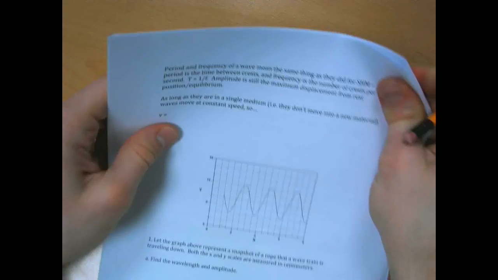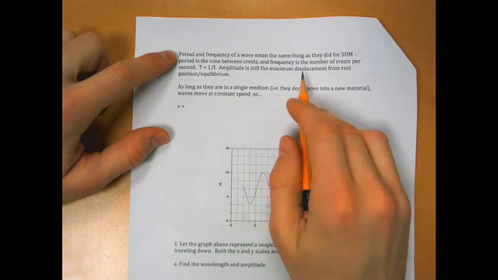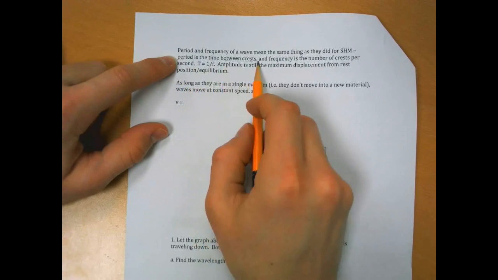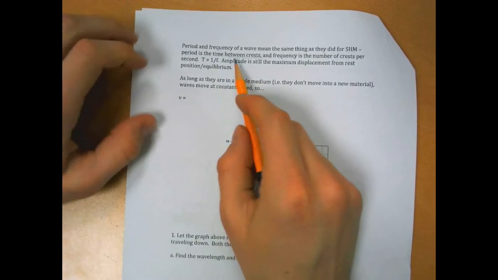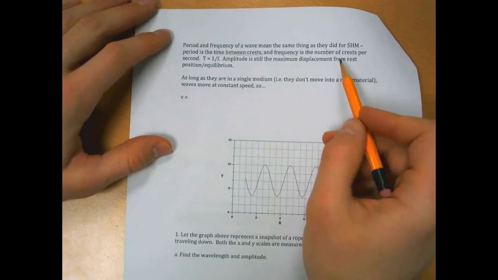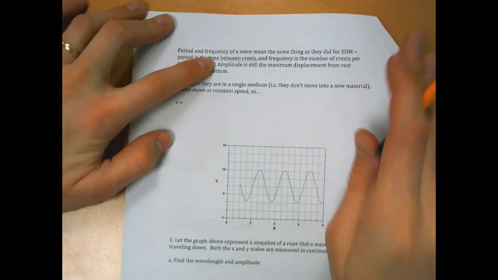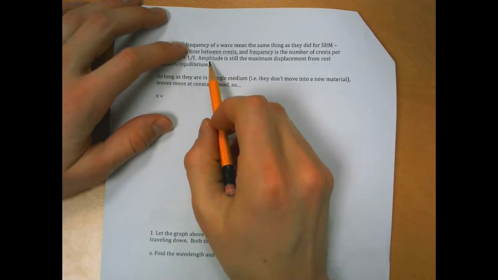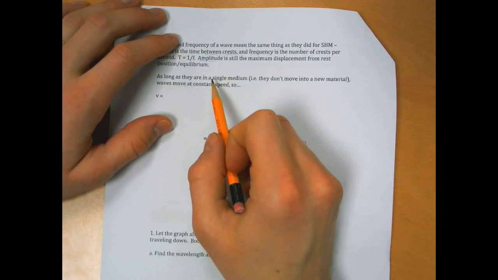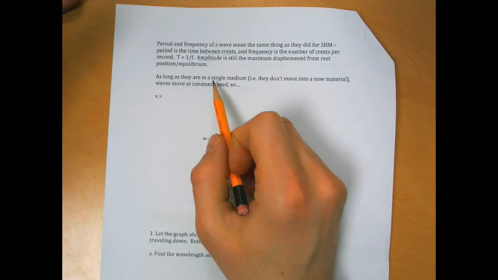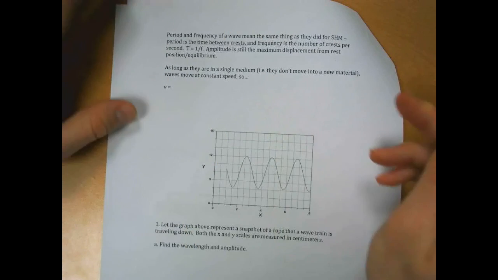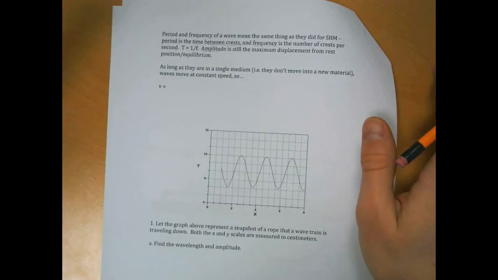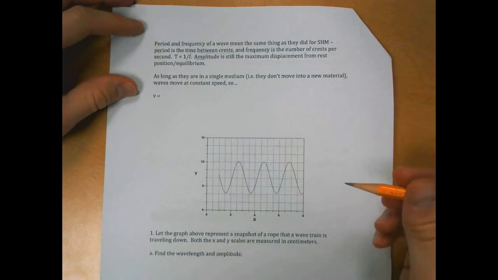Period for a continuous wave. Period and frequency still mean the same sort of thing as they did for simple harmonic motion. Period is the time it takes for one cycle, which is the time between crests, between maxes and mins, between max and max, or min and min. Frequency, same thing, is the number of crests per second. Period is still 1 over f. The amplitude of the wave is still the maximum displacement from rest position or equilibrium, although amplitude really only makes sense to talk about for a transverse wave. For longitudinal waves, I guess you could talk about amplitude in terms of the density of the spring or the air or whatever, but that's not normally done.